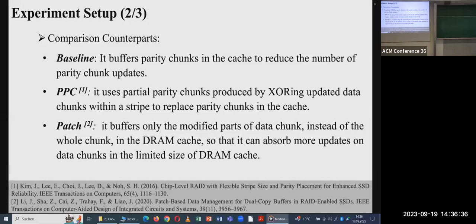There are 5 evaluated methods: baseline, PPC, Patch, CAMP, and Proactive. The baseline buffers parity chunks in the cache to reduce the number of parity chunk updates. PPC uses partial parity chunks produced by XORing updated data chunks within a stripe to replace parity chunks in the cache. Patch buffers only the modified parts of a data chunk instead of the whole chunk in the DRAM cache, so that it can absorb more updates on data chunks in the limited size of DRAM cache.